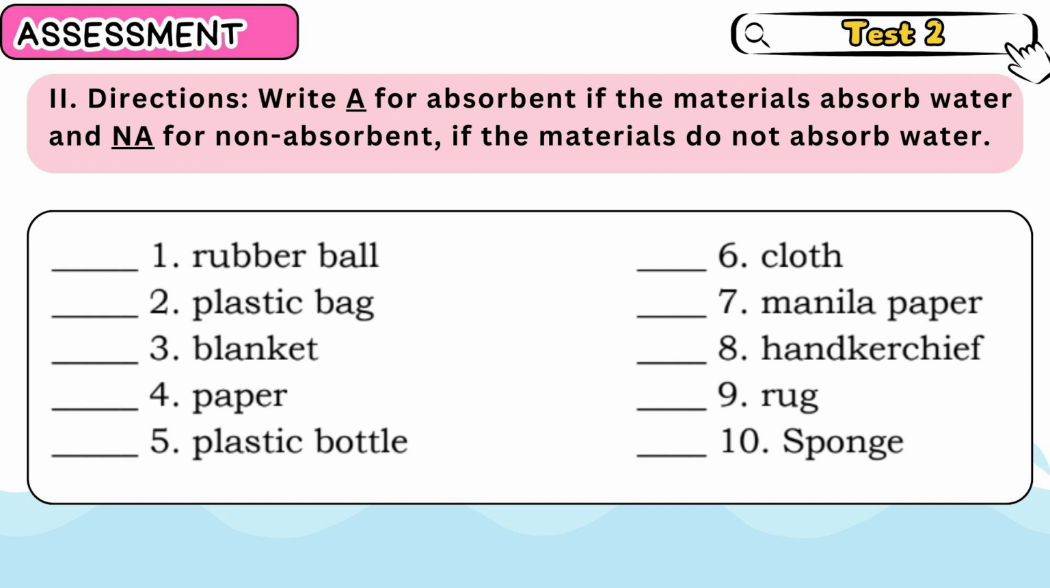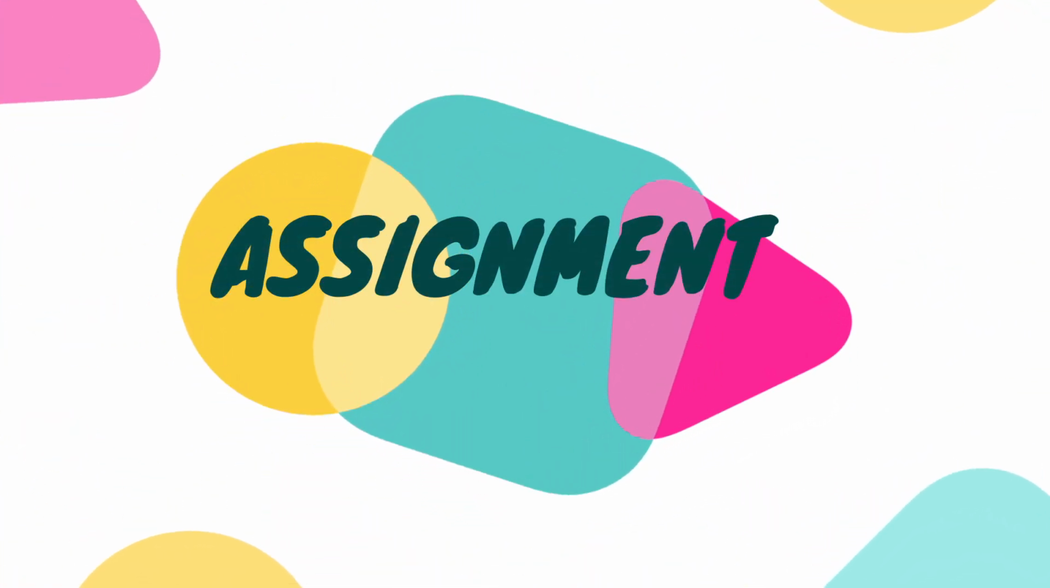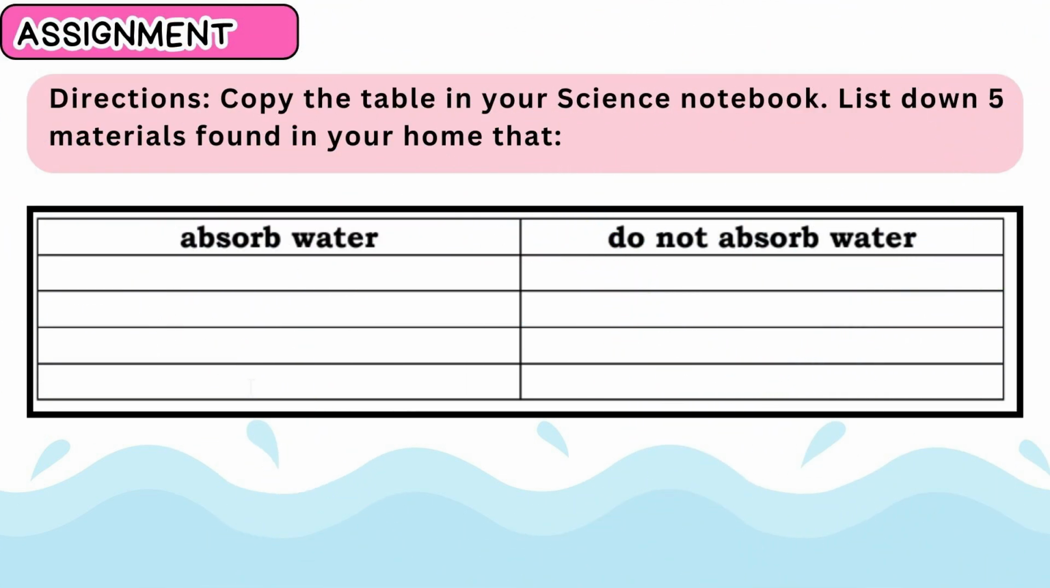Directions. Write A for absorbent if the materials absorb water and Na for non-absorbent if the materials do not absorb water. Again, answers to the different activities will be provided at the end of this video lesson. Assignment. Directions. Copy the table in your science notebook. List down 5 materials found in your home that absorb water and do not absorb water.